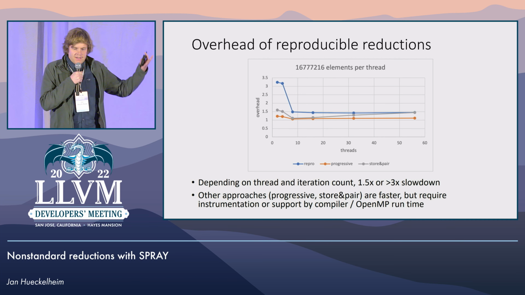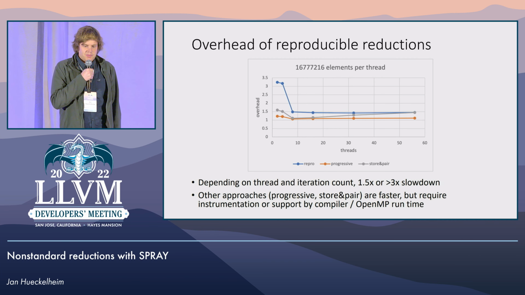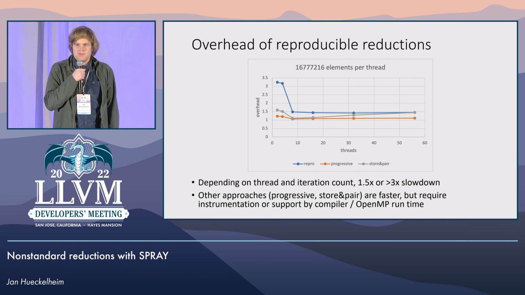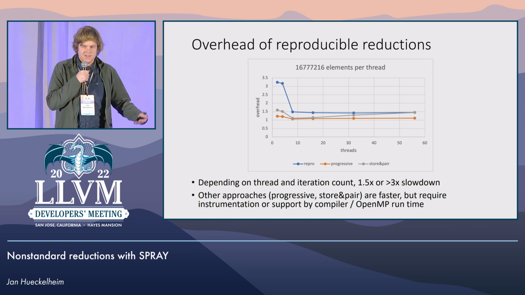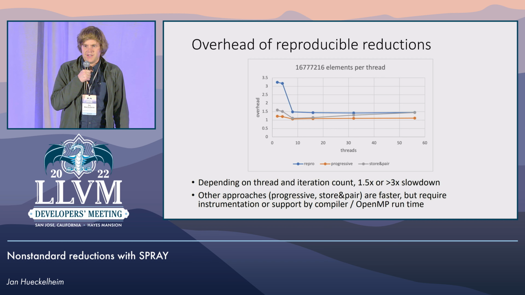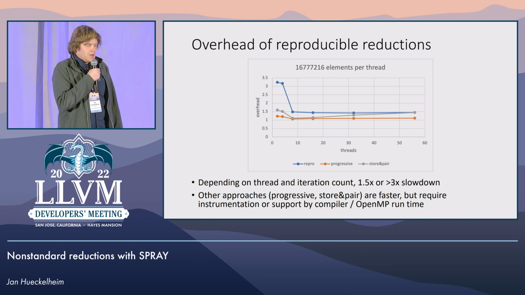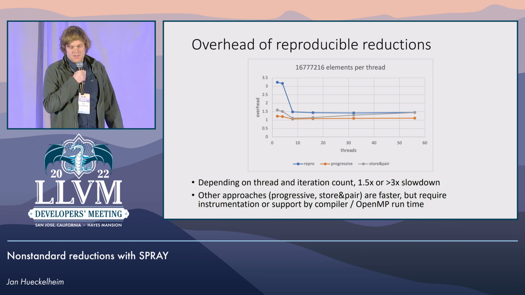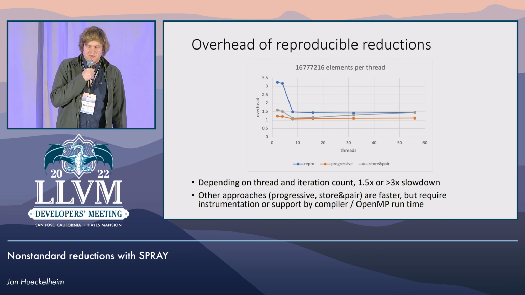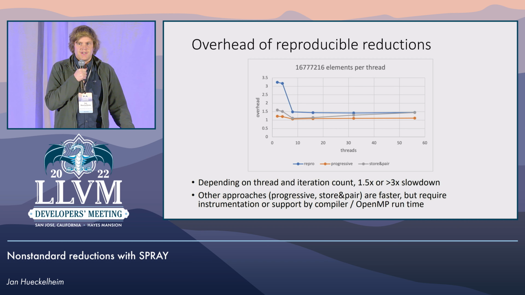And to quickly give a performance idea here, it depends very much on the system that you're on and the data size and the thread count and so on. But we're getting overheads somewhere between 50% and 300% compared to non-reproducible reductions. But you see the gray and orange lines there, which are much better and represent more like a 10% overhead. And these are things that we can do if we have the compiler help us out with instrumenting the code or giving us hints about the chunk size or the number of threads.